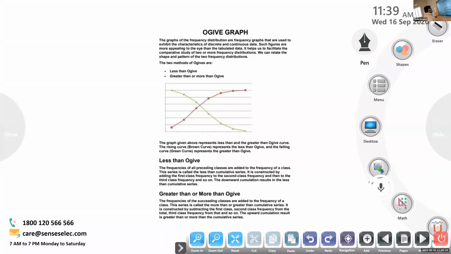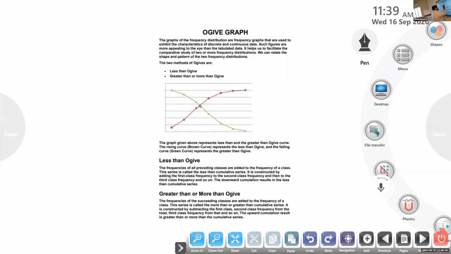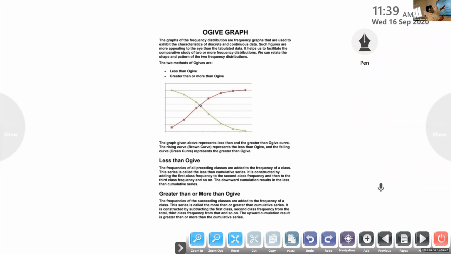It helps us to facilitate the comparative study of two or more frequency distributions. So basically we are using this method to compare different data. Comparison is easy. We can relate the shape and pattern of the two frequency distributions. One more speciality is there. If we draw this more than and less than ogive, we are able to find out the median. When both these graphs or lines intersect, that point is considered as the median.